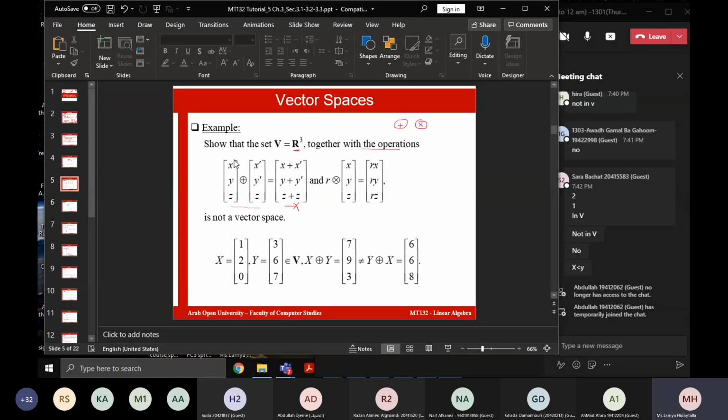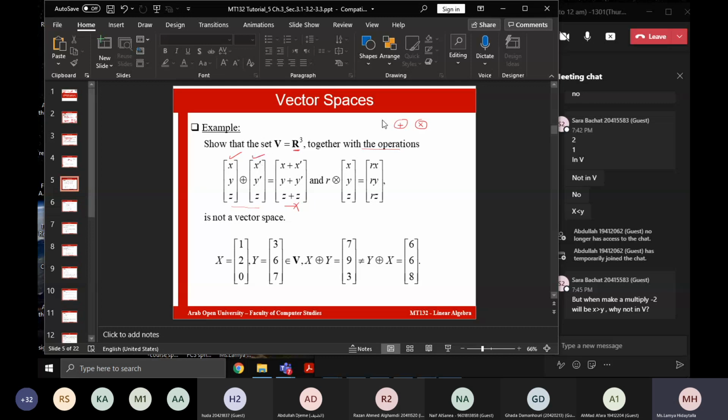He defined it so that when you're adding this to this, you use the new definition, which is how you add this to this, and then this to this, and then this one to that one. So what do you have? X plus X dash, and then Y, a vector, this one plus this one, the element is going to be Y plus Y dash, and Z plus Z dash. He wrote it here by mistake.